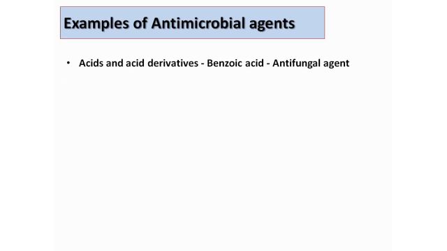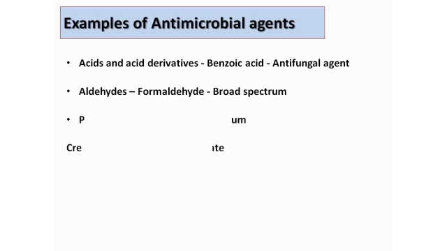So let us discuss some of the antimicrobial preservative agents. First, acids and their derivatives. Example, benzoic acid. Benzoic acid has antifungal property and can be used as an antifungal agent. The next class is the aldehydes. For aldehydes we have an example, formaldehyde. This formaldehyde has a broad spectrum of activity. Broad spectrum means it can act against both gram positive as well as gram negative bacteria, right?